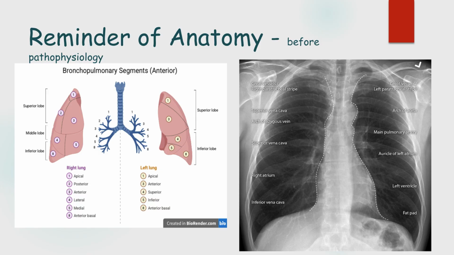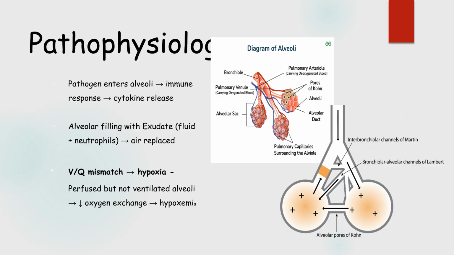Before discussing pathophysiology, here is a quick reminder of the anatomy of the bronchopulmonary segments and a chest X-ray image for reference. Pneumonia pathophysiology begins when a pathogen enters the alveoli, triggering an immune response and cytokine release. This causes alveolar filling with exudate, replacing air. The key outcome is V/Q mismatch, leading to hypoxia and hypoxemia.